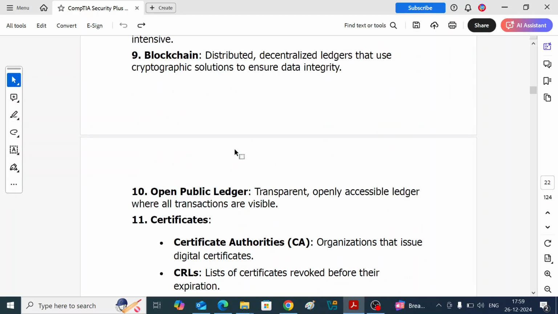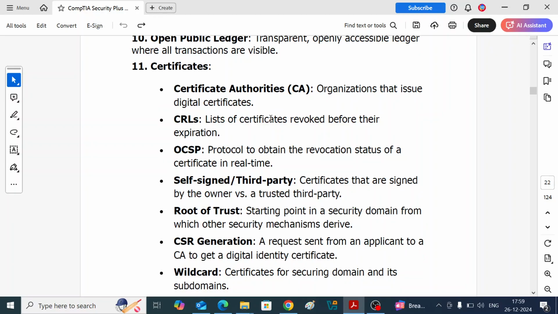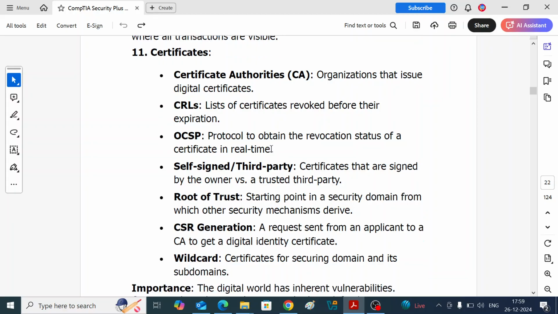Certificates. So what are the certificates? We spoke about certificates like digital certificates. Let's talk about something related to certificates. First is who issues these certificates. It's called a certification authority, or certificate authority, CA. These are organizations that issue digital certificates, like DigiCert, GoDaddy, and so on and so forth.